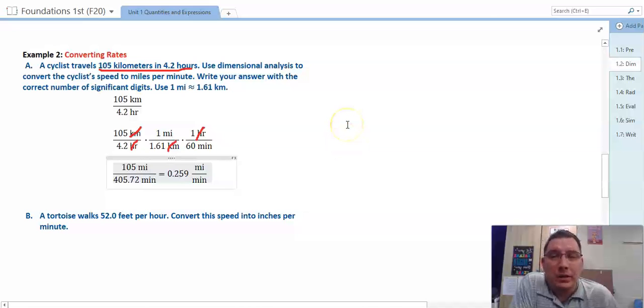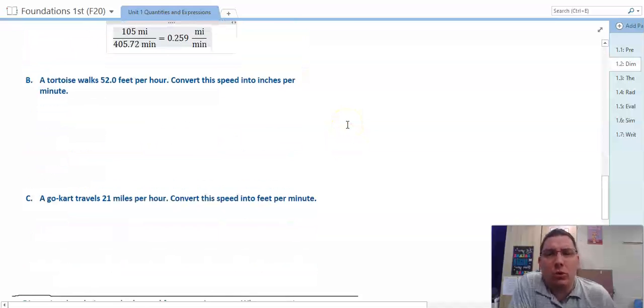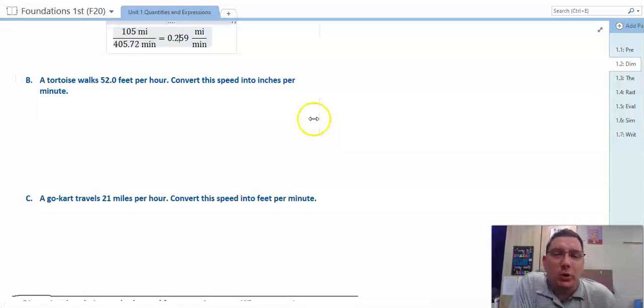Okay? Let's look at example B. We've got a tortoise that walks at 52.0 feet per hour. That's pretty slow, isn't it? We're going to convert this speed into inches per minute because that's a little bit better for a turtle walking across, right? So let's look at that conversion fact.